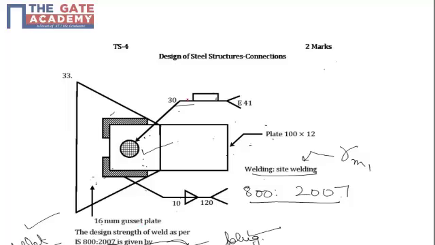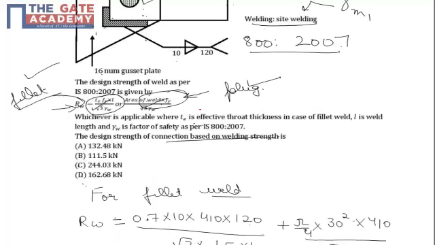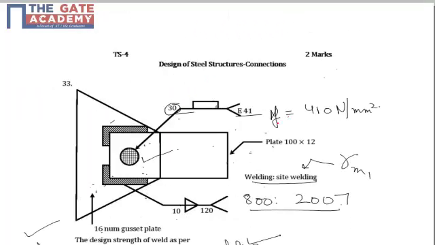This rectangle is the indication that it is a plug weld which is having a diameter of 30 mm, and it is done using an E410 electrode which is having its strength as 410 Newton per mm square. So this will be the value of Fu for the given electrode.